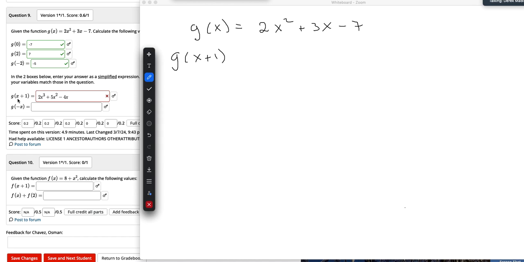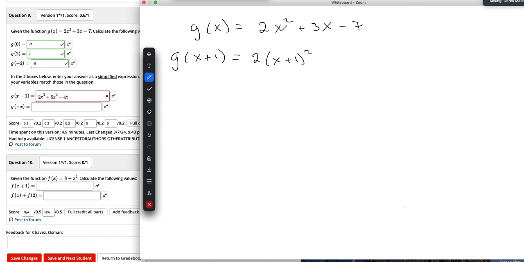So like whatever's in these parentheses, I joke, if it's g of smiley face, you'd have 2 smiley face squared plus 3 times smiley face minus 7. Whatever's in there, that's what's going in for x. So let me kind of show you what that would look like over here.